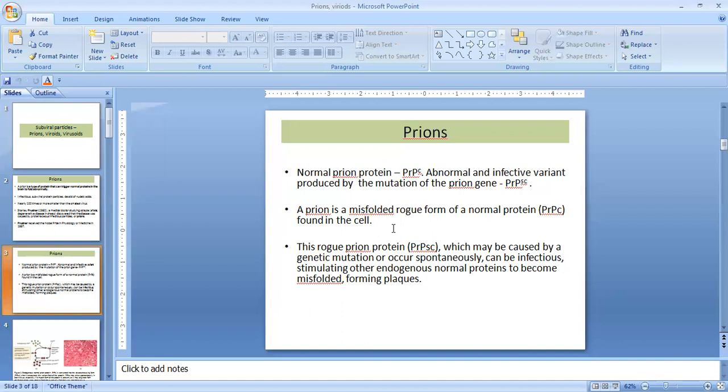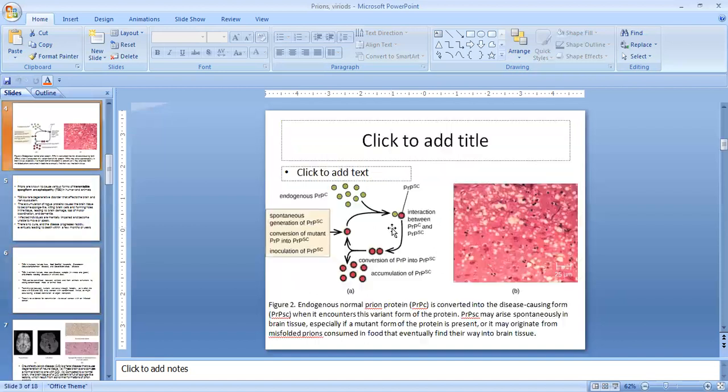So remember, the normal prion protein is PrPC, and when it becomes abnormal, it is known as PrPSc. And in this figure, you can see this is a normal protein, PrPC, represented by green dots. Okay, this is the normal protein, PrPC, and the endogenous normal prion protein, that is PrPC, is converted into the disease-causing form, PrPSc, when it encounters this variant form of protein, and it gets converted due to mutation or some other disorders.